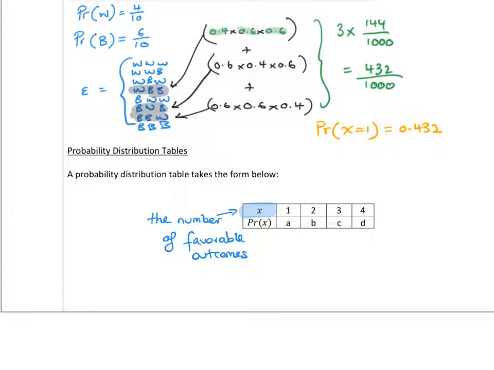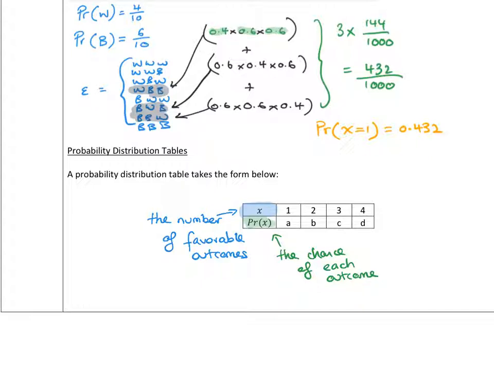Now below it, where we see P(x), here we're talking about the chance of each outcome. So the chance of getting one white ball, if this was representing drawing white balls out of a jar, would be A. The chance of getting 2 would be B, 3 would be C, etc.